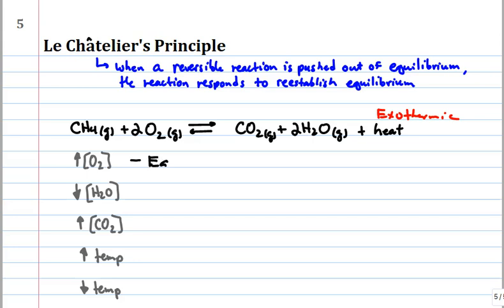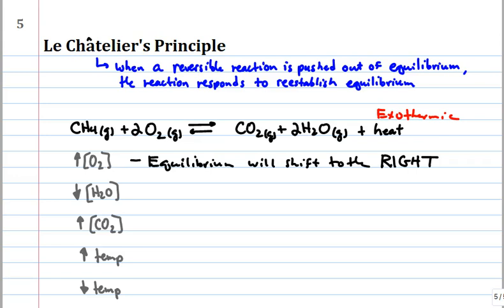The equilibrium will shift to the, now think about it. If you have extra oxygen added to the reaction mixture, don't you want to process that oxygen? Get rid of it. So the reaction will shift to the right in order to reestablish equilibrium. So you're adding oxygen, you're going to shift the equilibrium to the right.